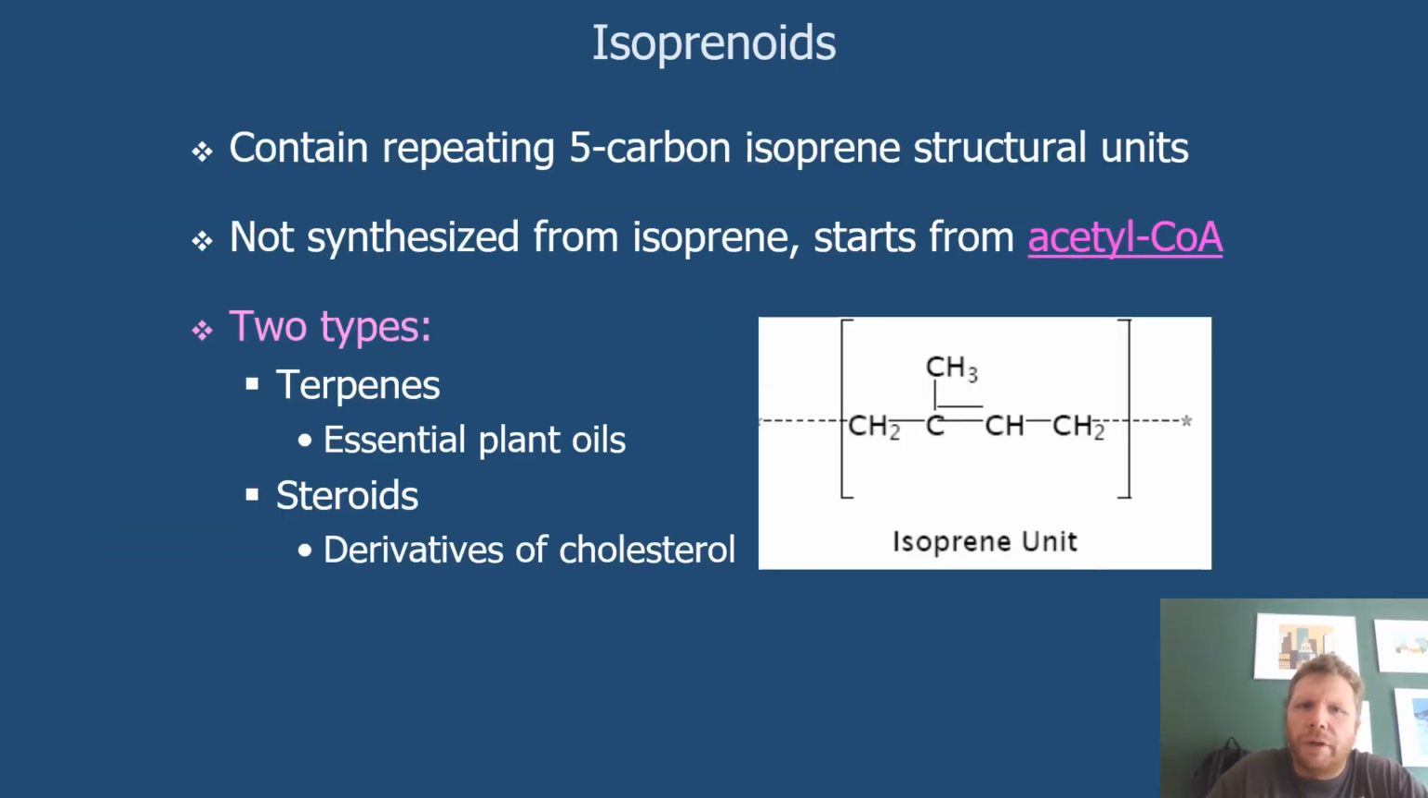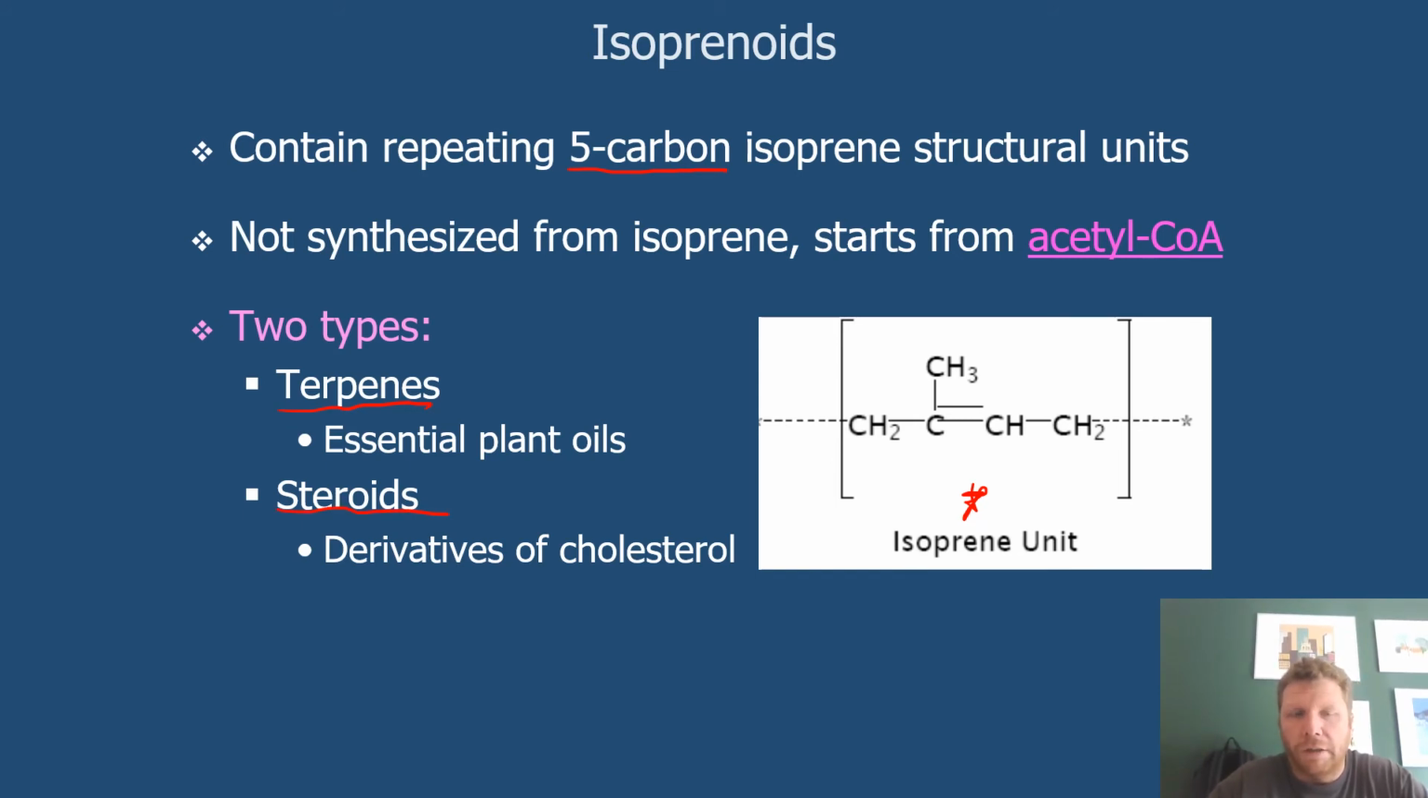So isoprenoids contain repeating 5-carbon isoprene structural units. This would be an example of one of those 5-carbon structural units. These are not synthesized from isoprene. They start from acetyl-CoA. There are two major types of isoprenoids. There are terpenes and steroids.